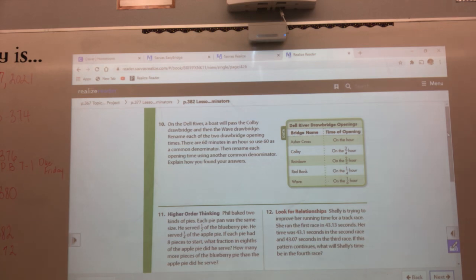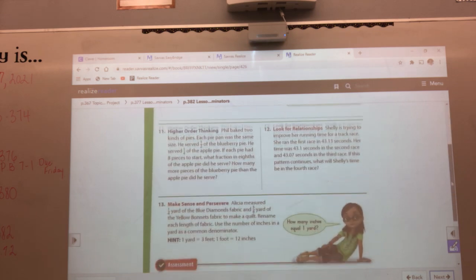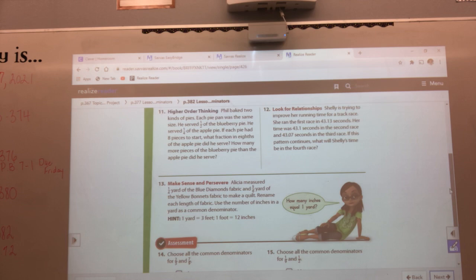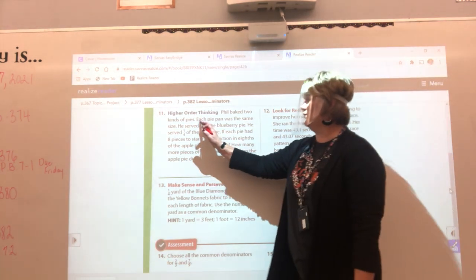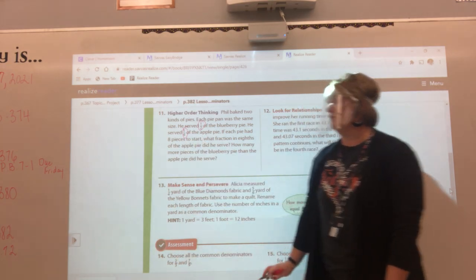Number 11, Phil baked 2 kinds of pies. Each pie was the same size. He served half of the blueberry pie. Circle that, half of the blueberry. Circle that. He served 1/4 of the apple. That's important information. Apple and blueberry, half and a 1/4.